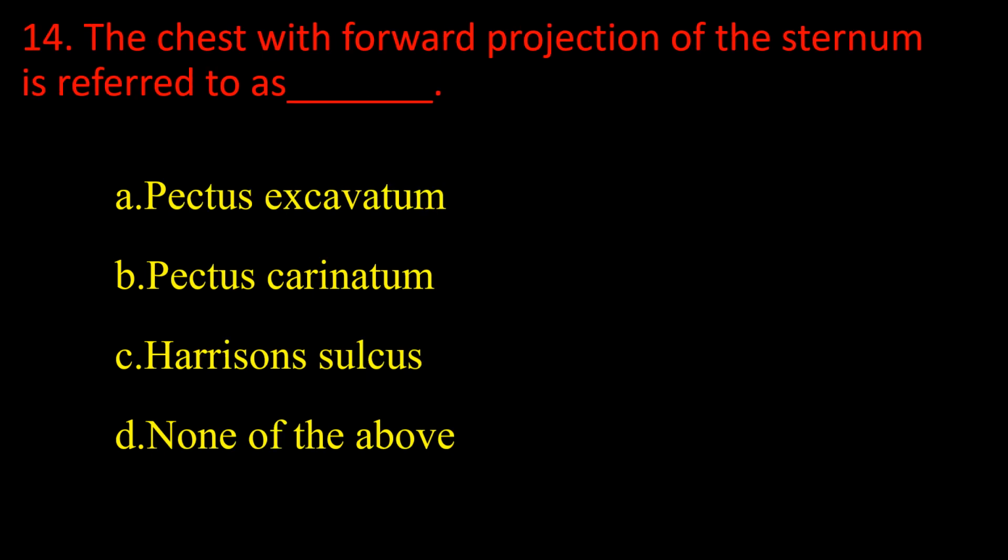14th one, the chest with the forward projection of the sternum is referred to as dash. A. Pectus excavatum, B. Pectus carinatum, C. Harrison sulcus, D. None of the above. So here the answer is Pectus carinatum.